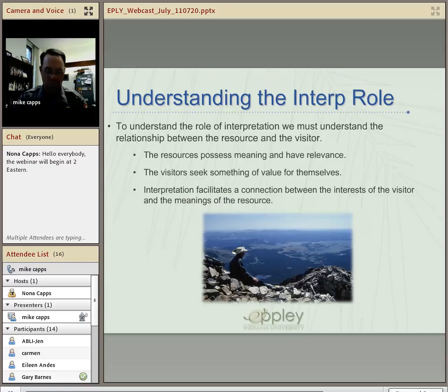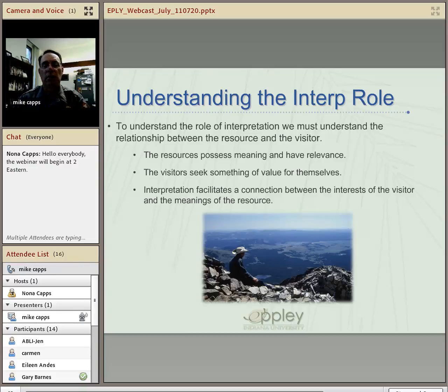But we want to always keep in mind that the visitor is sovereign, that they'll decide for themselves what the value of the experience and the resources are. All our visitors exist somewhere on some level of what we call a continuum of stewardship. They may come in here with a very clear understanding of why the resources need to be preserved.